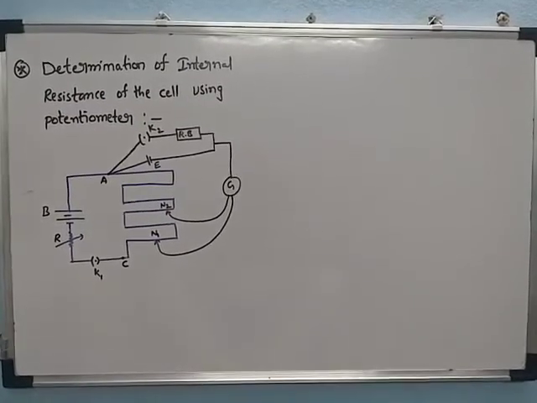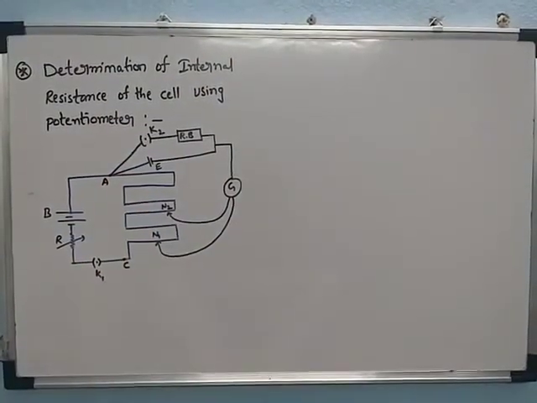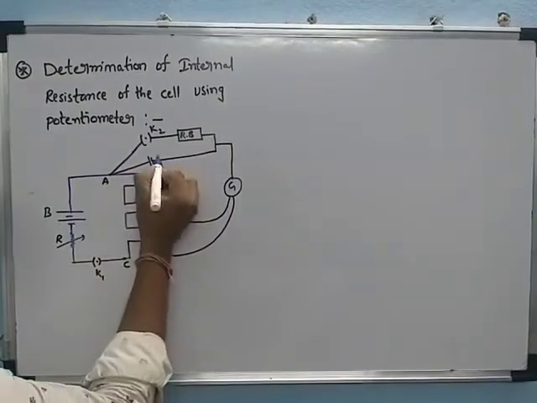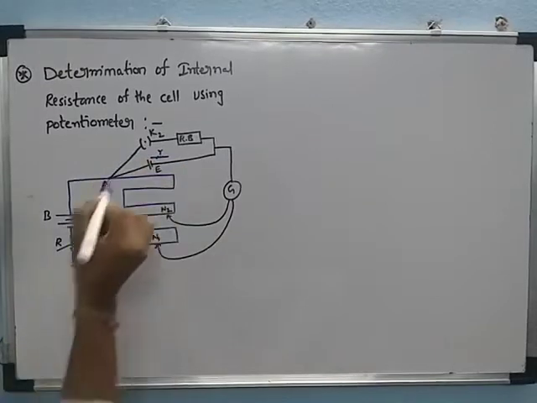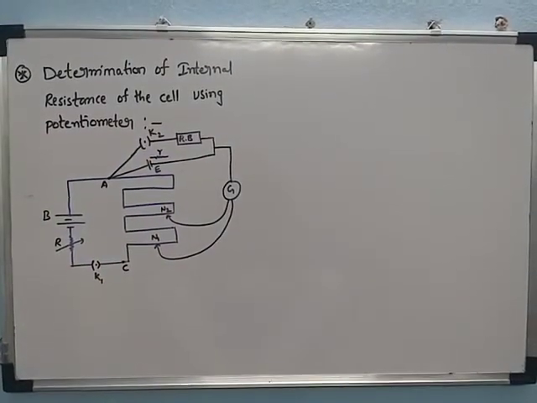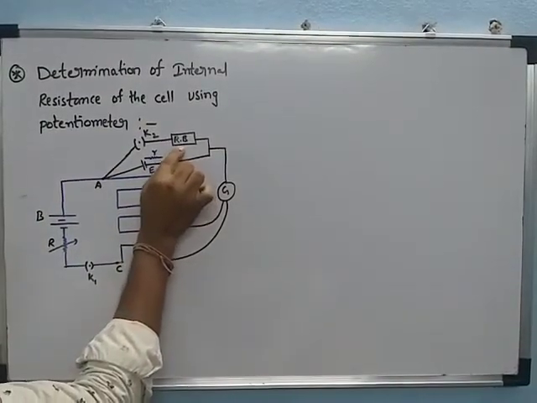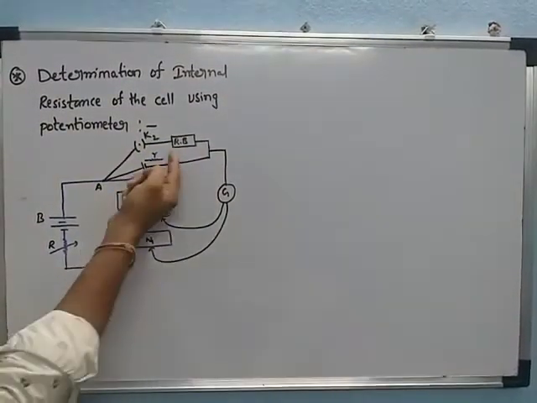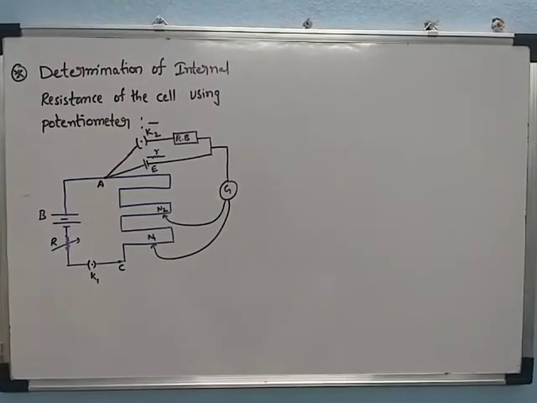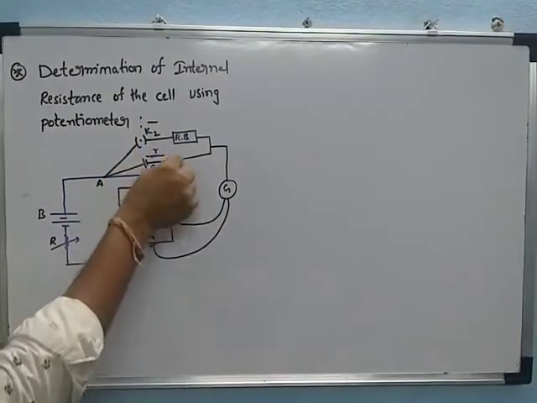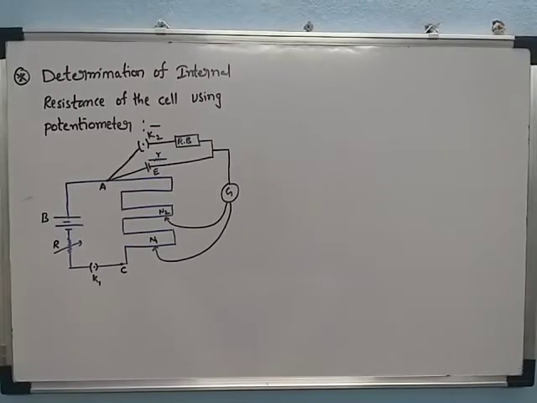Observe, let there be a cell of EMF E and its internal resistance small r, and a resistance box R. The resistance box is connected across the cell through the plug key K2, in a parallel combination.